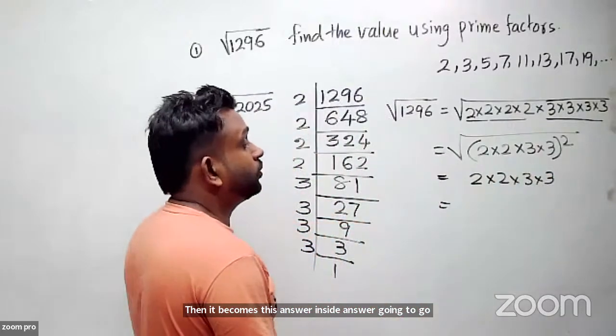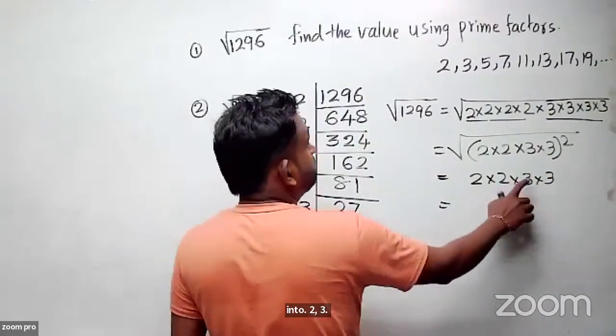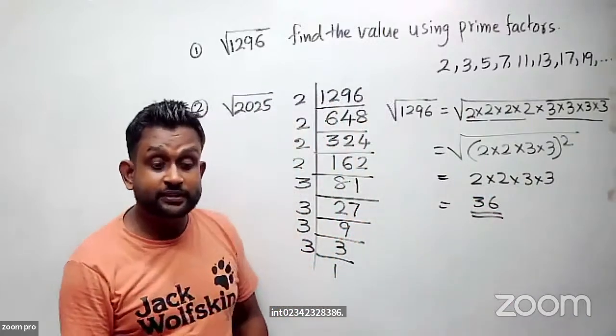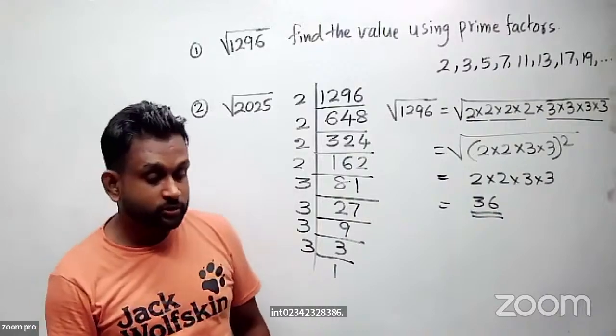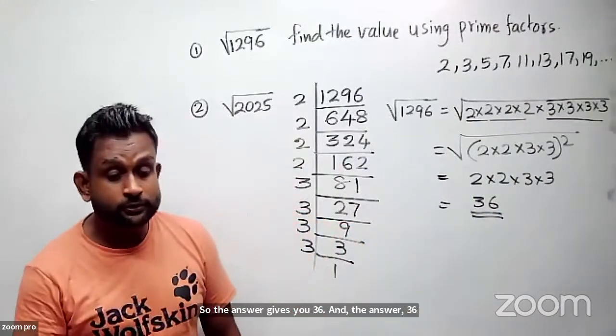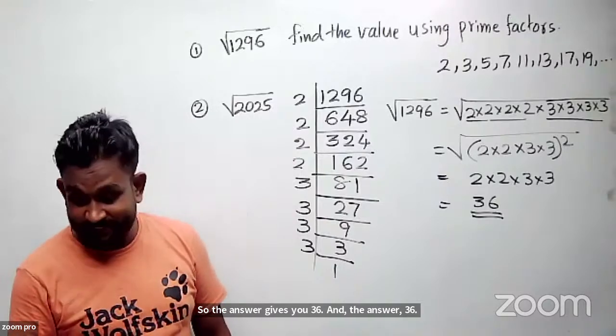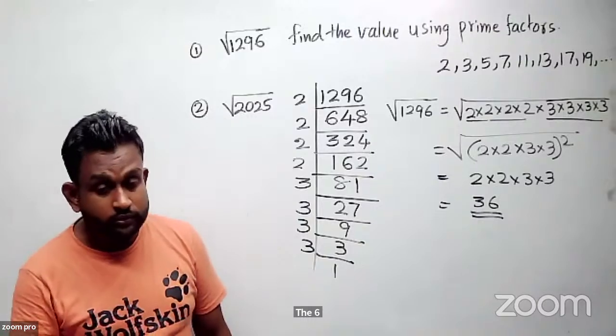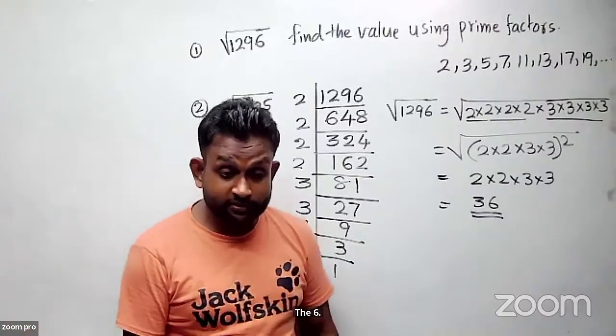Now 2 into 2 is 4. 4 into 3 is 12. 12 into 3 is 36. So the answer gives you 36. Hands up those who got the answer 36. Okay? Right. So that is good.